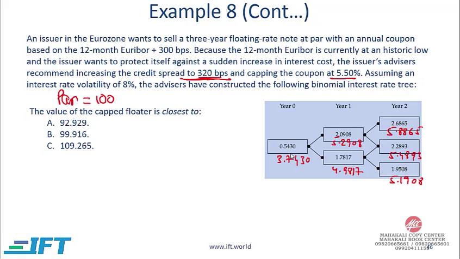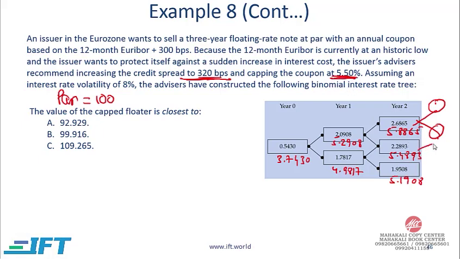Next, what we should do is recognize the cash flows based on these numbers and the cap. So notice the cap will kick in this node and this node. Since the cap is 5.5% and the rate here is higher than the cap, in these two nodes the cash flow is going to be 105.5 based on the cap.